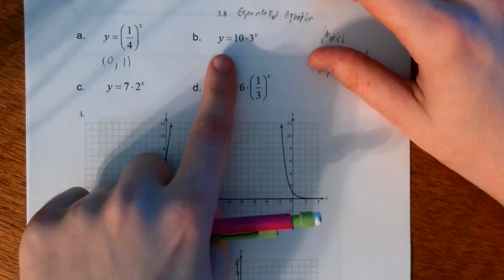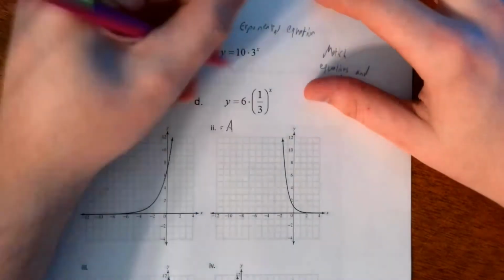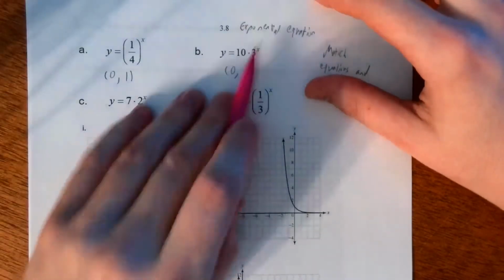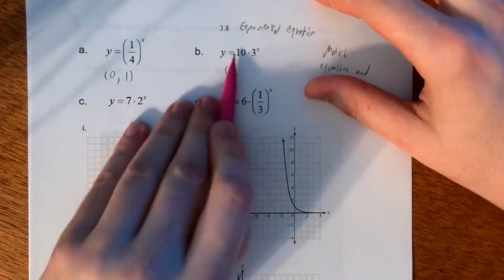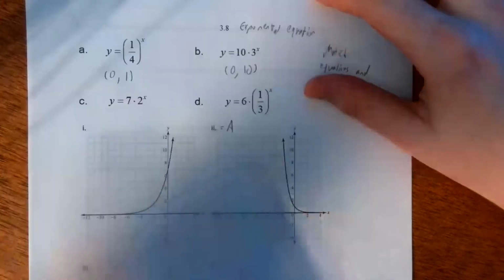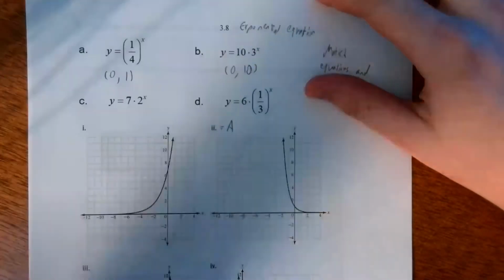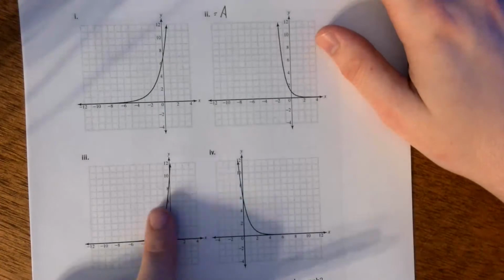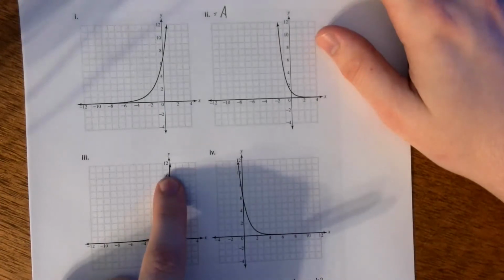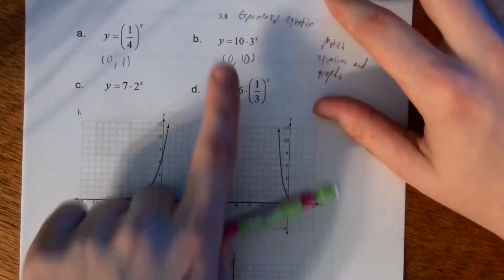What if I plug in 0 for x here? So I have 0 for x. 3 to the 0th power is 1. 1 times 10 is 10. So y is 10 here. So that's one point that I have on here. And it looks like the only graph again that goes through that point is 3, (0, 10). So this is my graph for B.